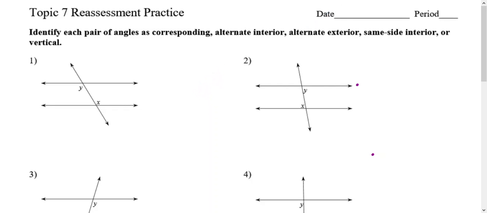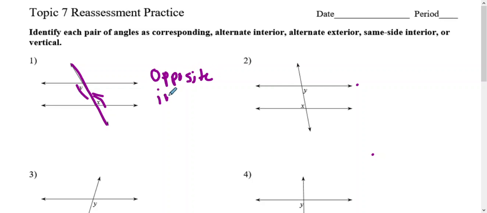Okay, we're looking at topic 7, which is parallel lines, the reassessment for that. In the first 6 problems, we are just identifying what the type of relationship is. So we're looking at the transversal, and the two angles that we're looking at are on opposite sides of it. So we would call those opposite because they're on opposite sides of the transversal.